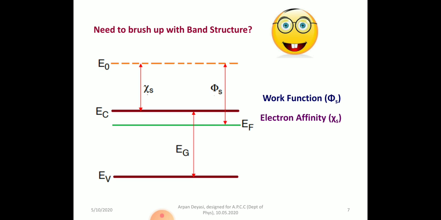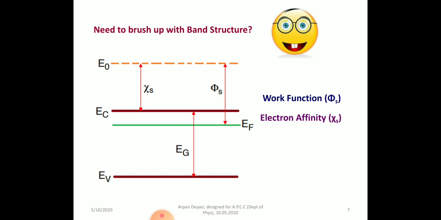Whereas the amount of energy required to liberate the electron from the Fermi level to the vacuum level is called the work function, denoted by the symbol phi. So naturally, from the diagram you may find that phi is always greater than chi. Not necessarily. I am going into a little bit more detail. Normally we know that the work function is greater than the electron affinity, and I am drawing the diagram of a non-degenerate semiconductor.